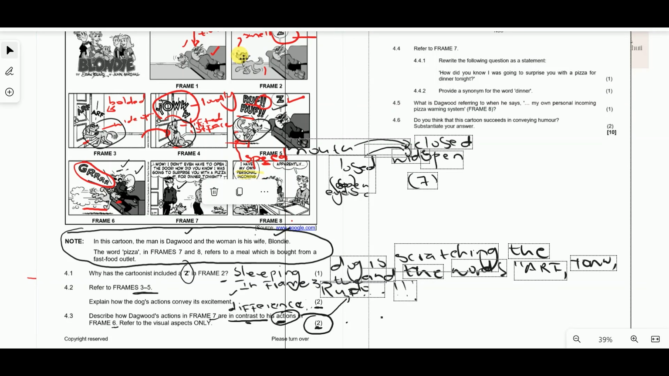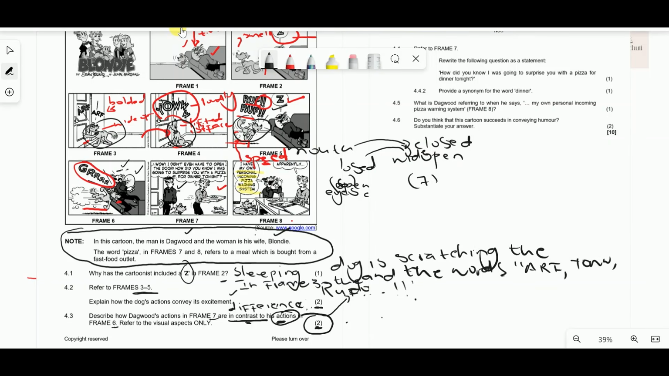Right, now refer to frame 7. Rewrite the following question as a statement. Now this is a language question. Now this is quite interesting because this is a language question. It says that you must refer to frame 7, the words, how did you know I was going to surprise you with a pizza for dinner tonight? So this is a question, we have to turn it into a statement. So it's going to be, I am going to surprise you with a pizza tonight.